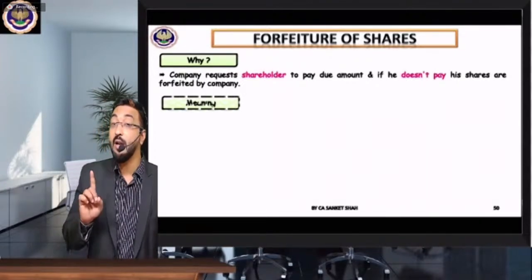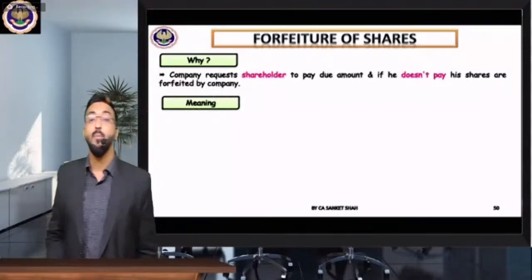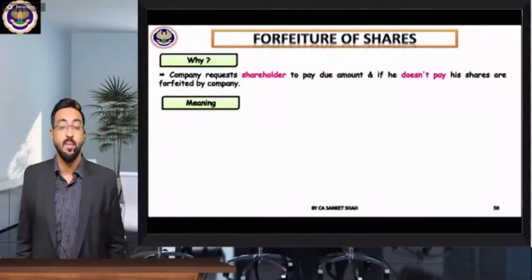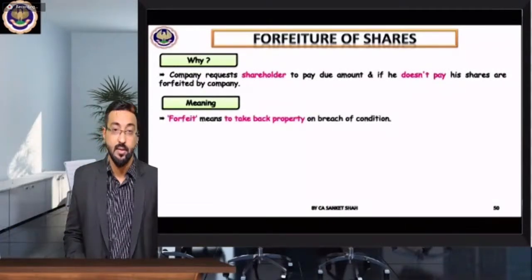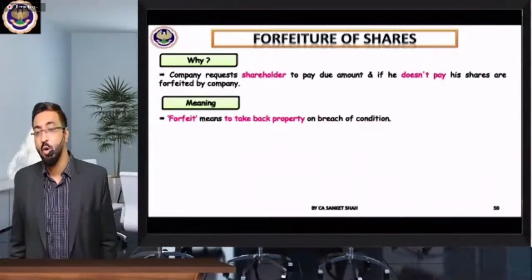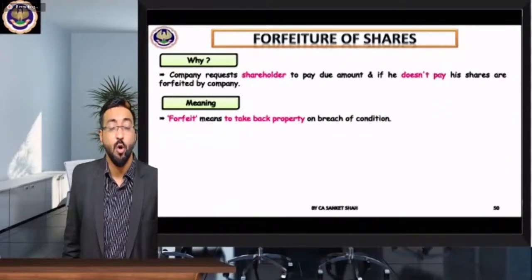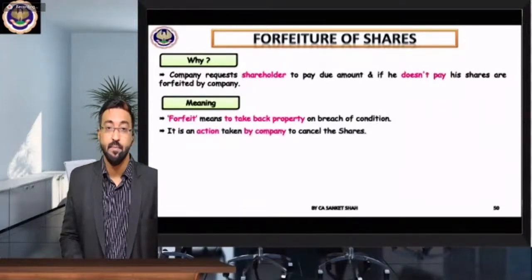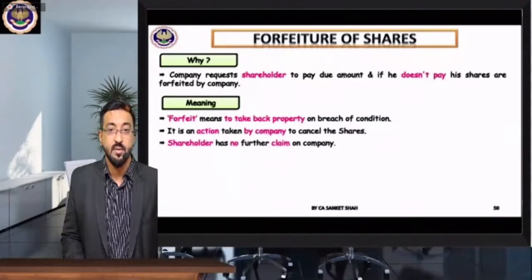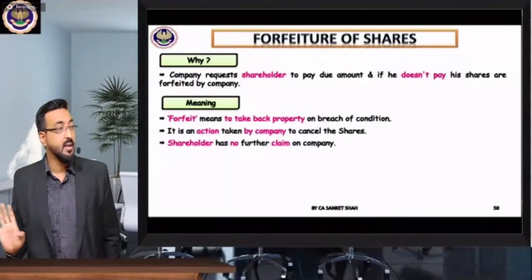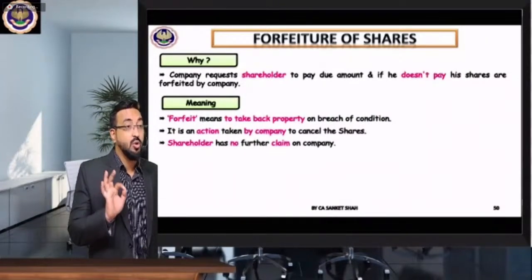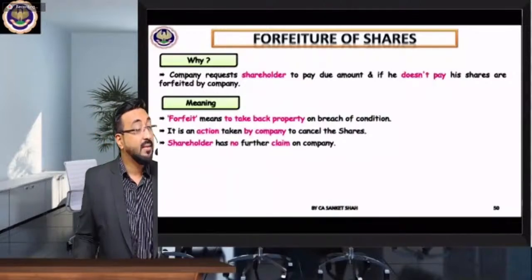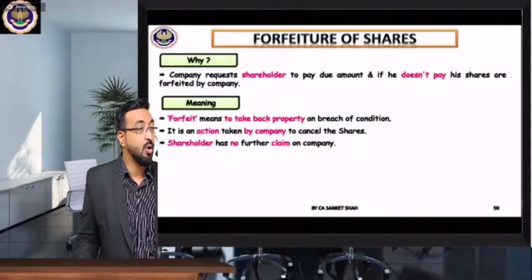Okay, it is not allowed in debentures, beta. This can be possible only in case of equity shares. Forfeit means to take back the property on breach of condition. So beta, if you have not paid any amount, if there is a breach in this condition, in that case, the company has a right. It is an action taken by the company on shareholders to cancel his name from the share certificate. In simple language, your name is on your flat, beta. Every owner has their own name on the flat, and that flat will be taken by the government, or any property.